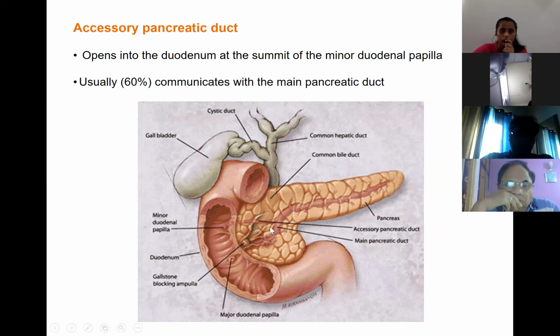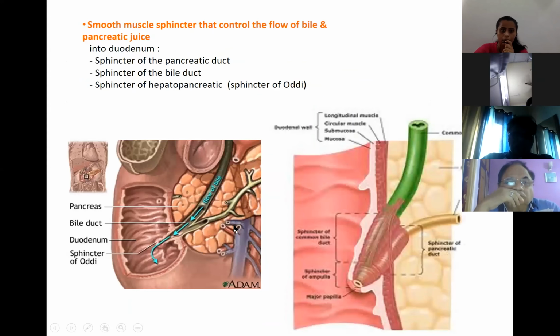It opens into the duodenum at the summit of the minor duodenal papilla, and usually 60% communicates with the main pancreatic duct. Now these are the smooth muscle sphincters that control the flow of bile.